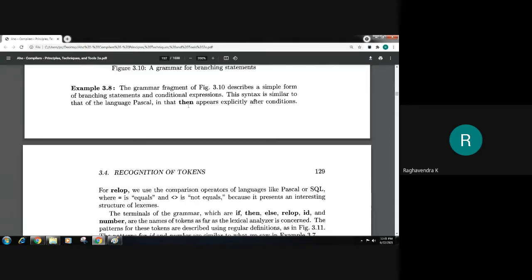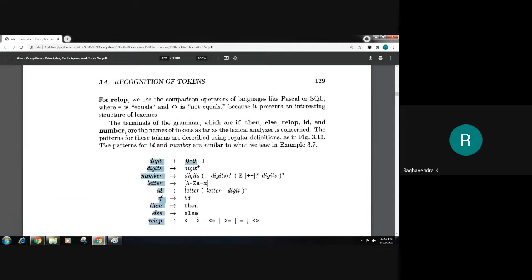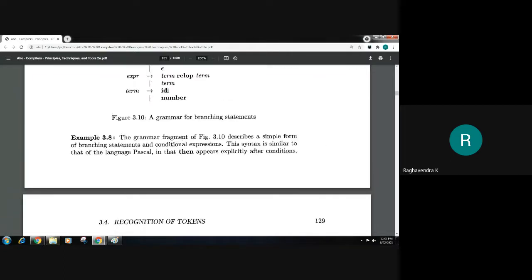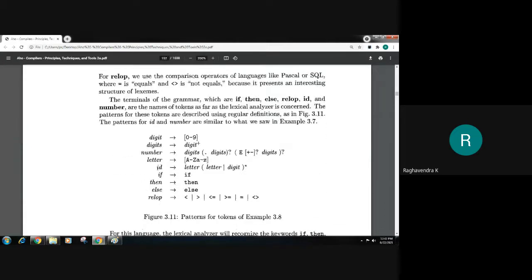We had written it previously, if you remember, and the same thing has been repeated here. Number is made up of digits with an optional fraction part and an exponent part. Using the definitions from before, we have defined number to be this. What is the pattern for an identifier? We will write identifier as letter followed by any letter or digit, star. Underscore we have neglected here.